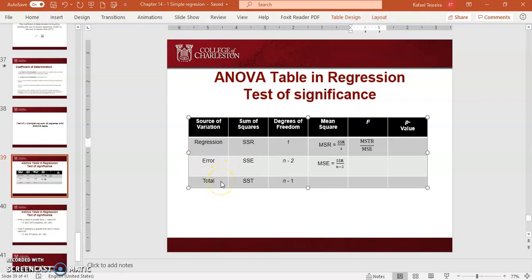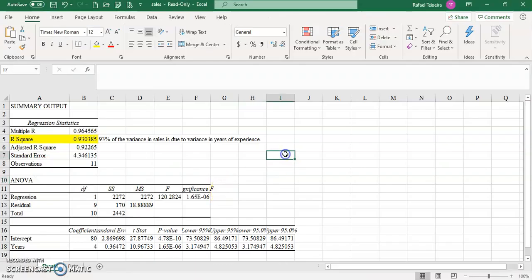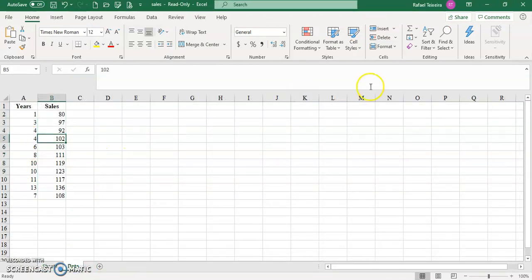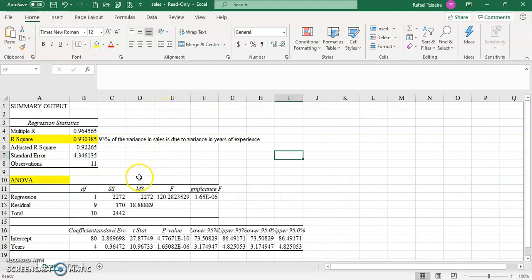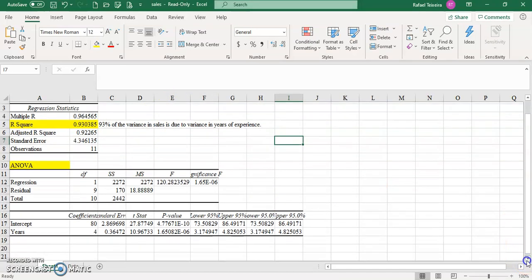Okay, let's take a look at the Armand's solution. Remember, when we have the raw data, like in here, we can use the data analysis tool, and then we get these results. This is the coefficient of determination. This is the Anova table. Look, the Anova table. Okay, and then let's go over that in detail to understand that.